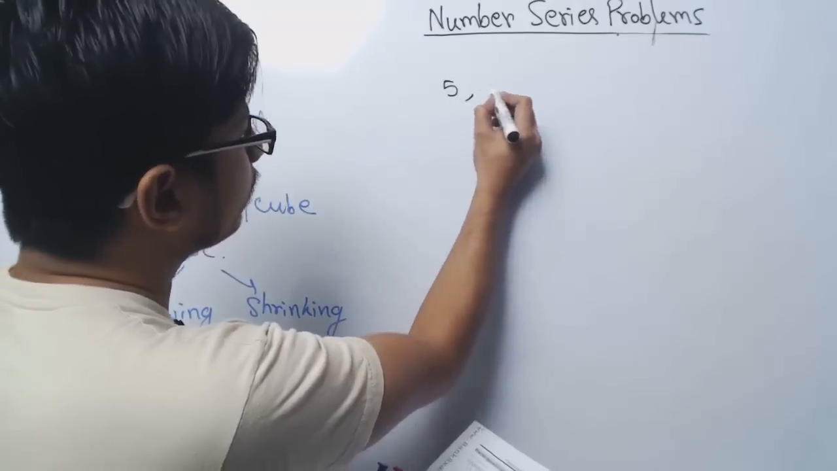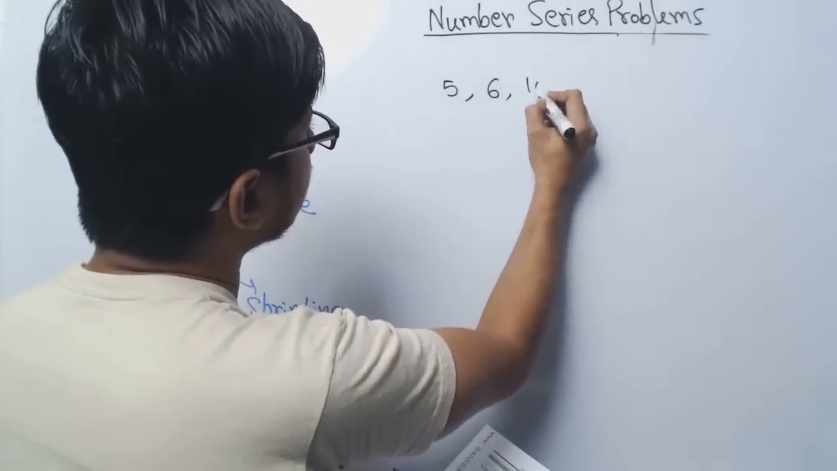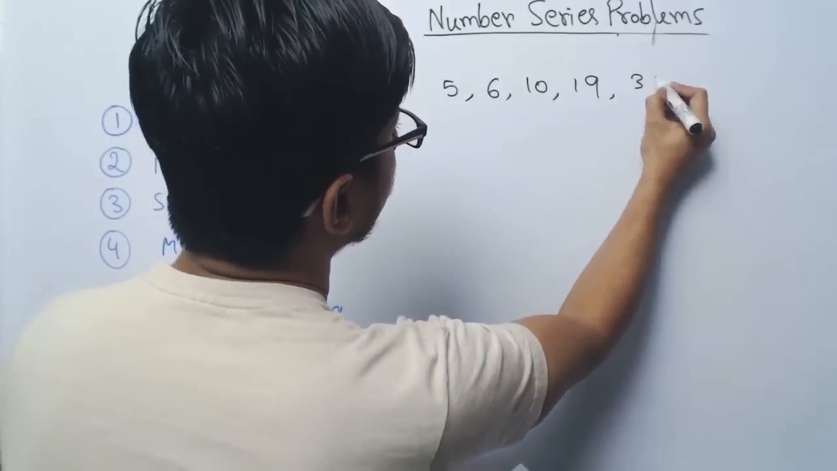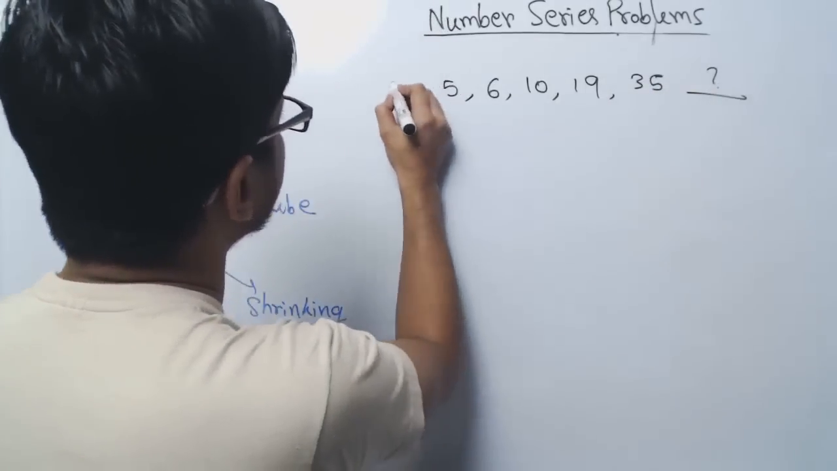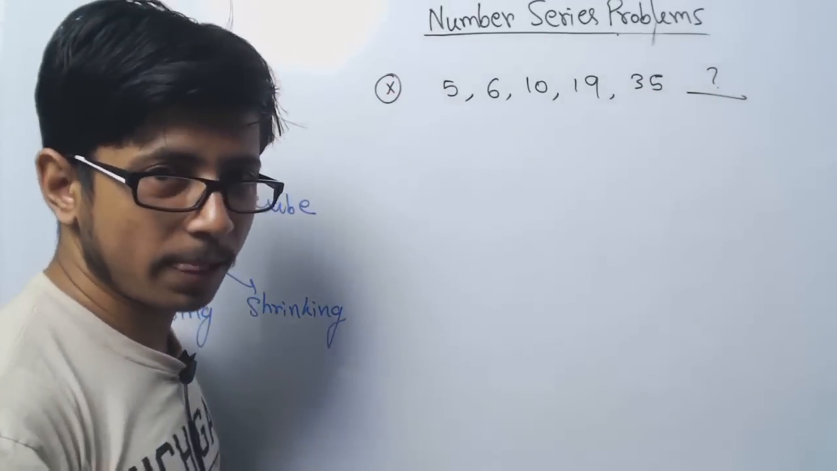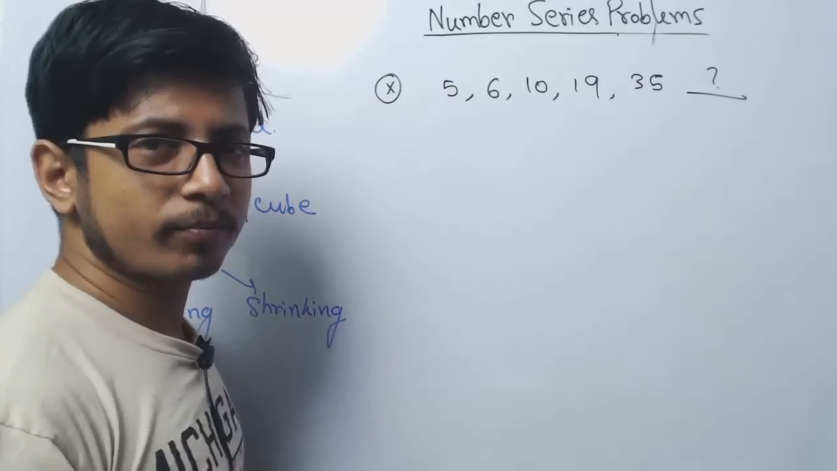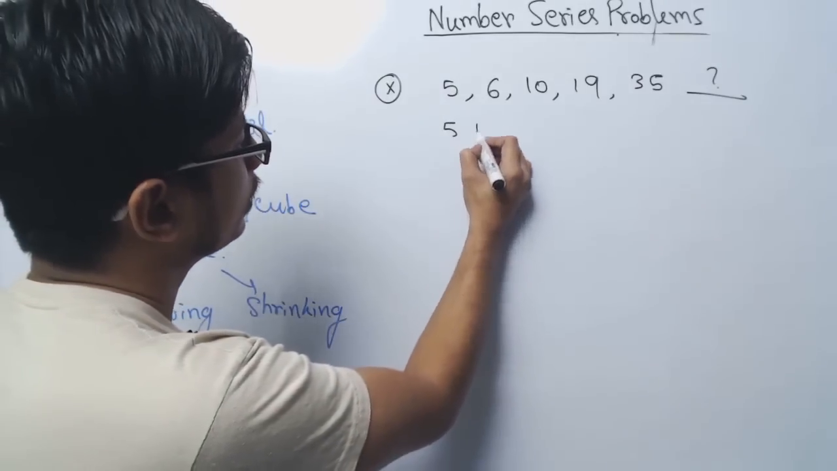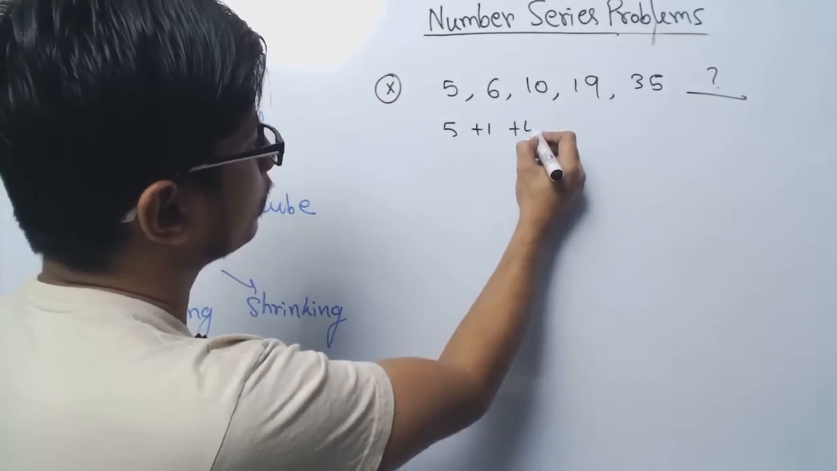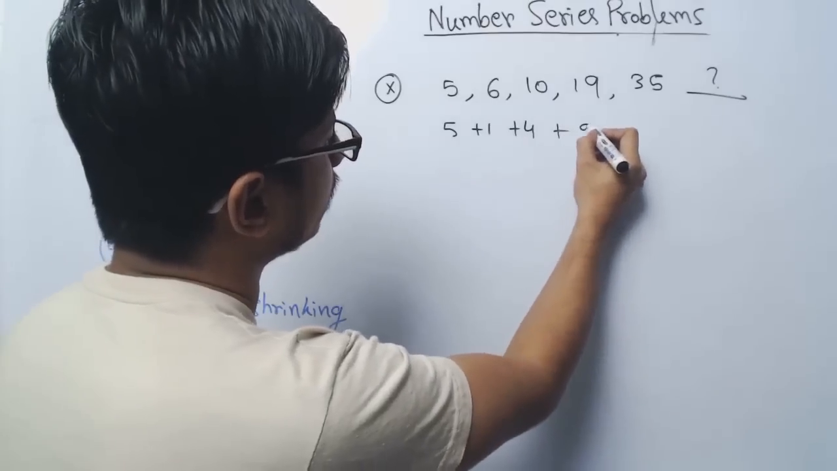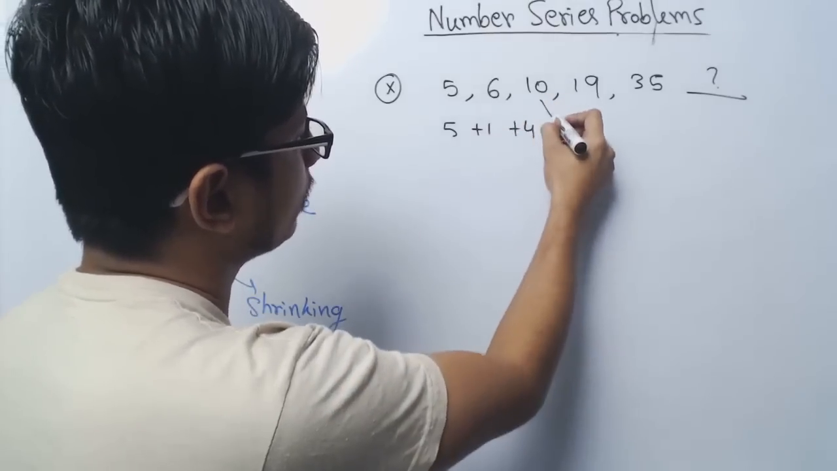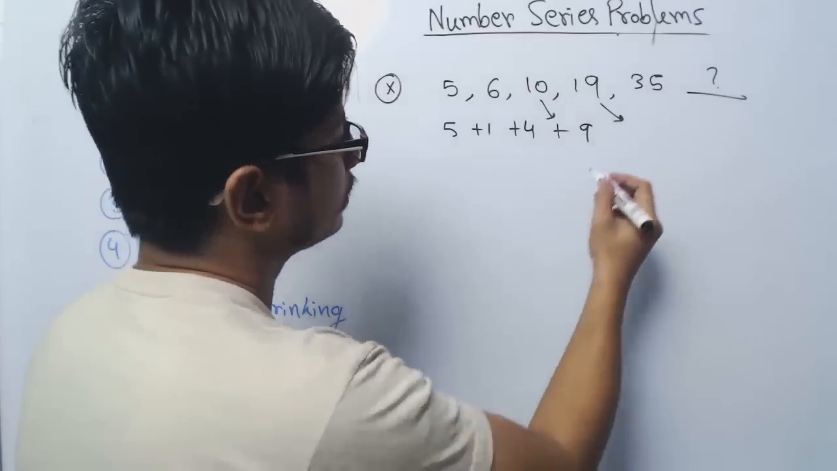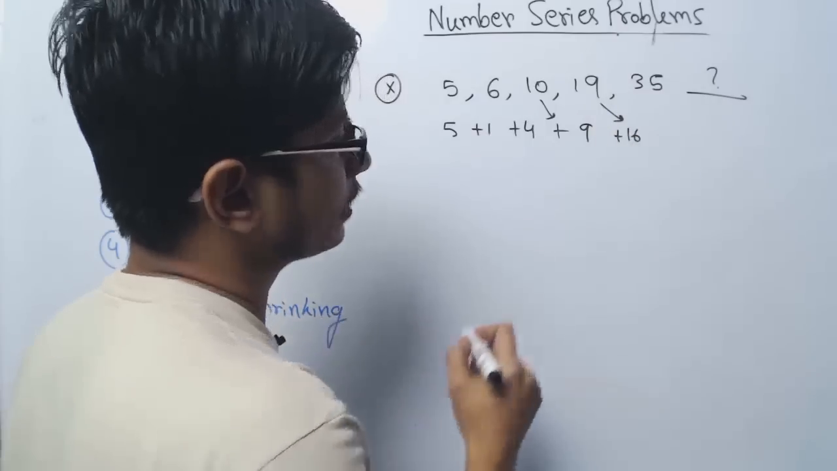Let's say we start with 5, 6, 10, 19, 35, and then what will be the next one? So this is the first one. How to solve this? If you look here, from 5 we go plus 1, we get 6, then plus 4, we get 10, then plus 9, so 10 plus 9 we get 19, and then 16, 19 plus 16, we get 35.